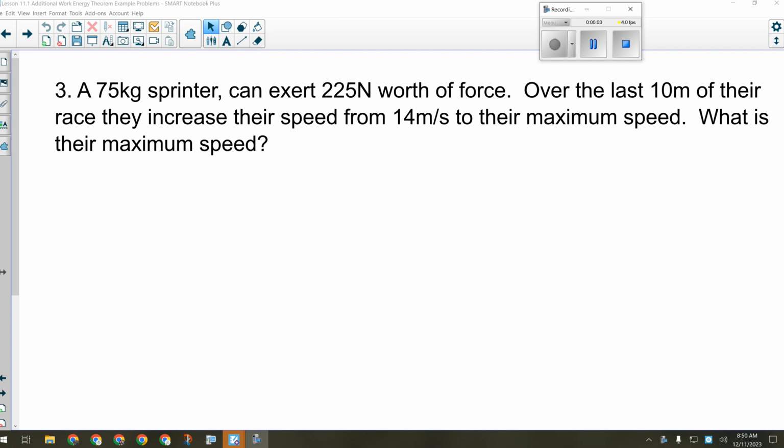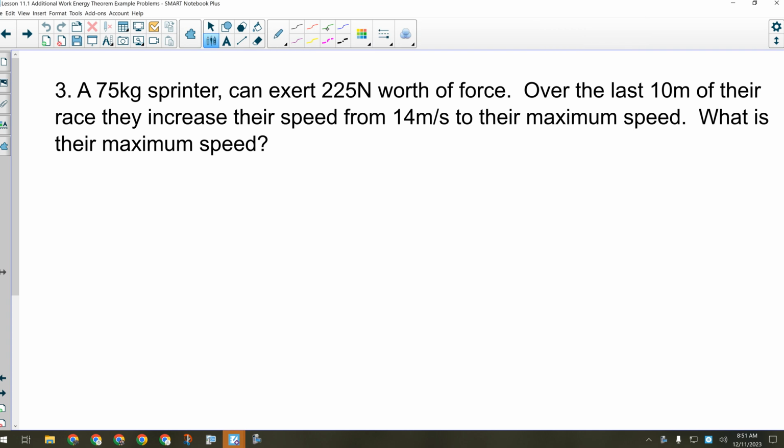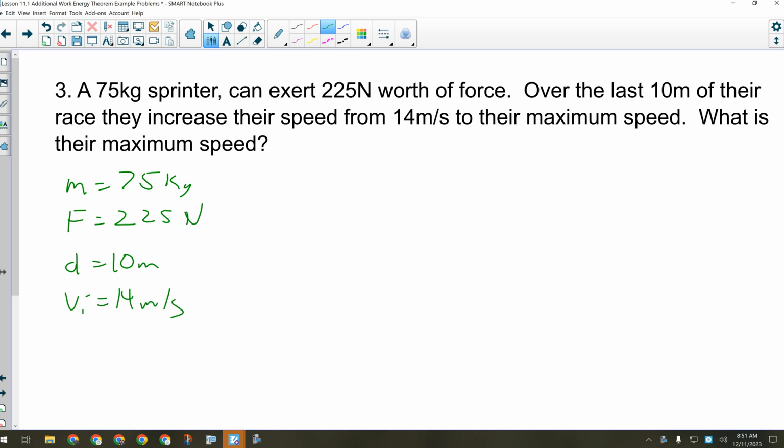Okay, so on this one here, we have a 75 kilogram sprinter. So they gave us the mass. And they gave us the force, 225 newtons. Over the last 10 meters of the race, they increased their speed from 14 meters per second to an unknown speed. What is their maximum speed?